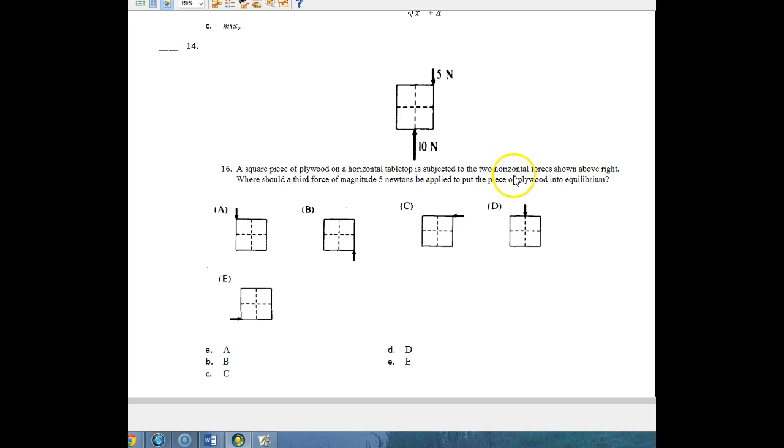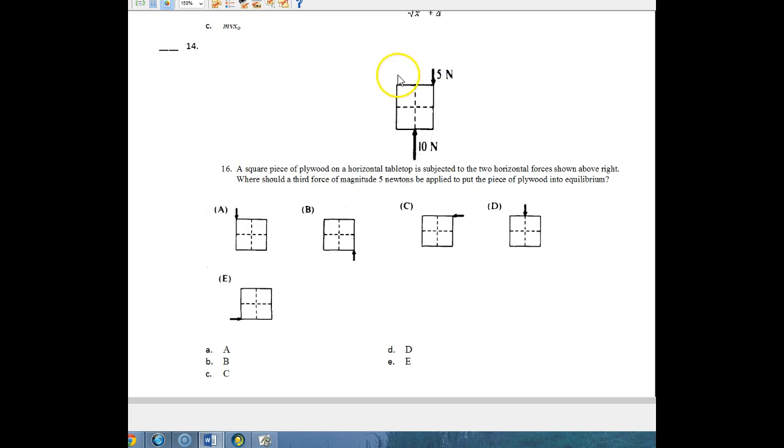It's subjected to 2 horizontal forces, and they want to know where a third force of magnitude 5 newtons should be placed in order for this thing to be put into equilibrium. So in equilibrium, we know that this thing has got to be going at 0, so we don't want any torque at all. We want the torque to be essentially just 0 altogether. So where do we put that 5 Newton piece in order to make it 0?